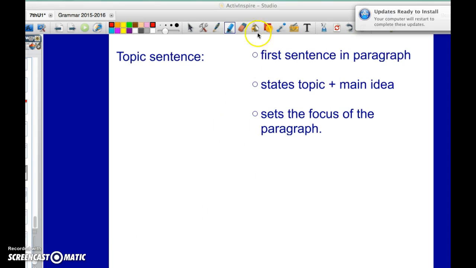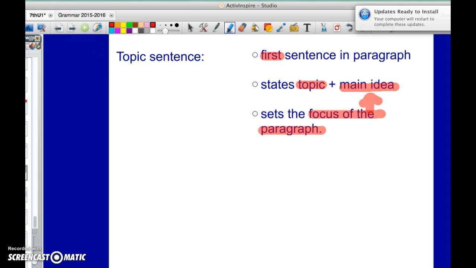First, topic sentences are the first sentence in the paragraph. Second, topic sentences do two things. It identifies the topic, the who or what of the paragraph, and the main idea, the thing about that subject that you're trying to explain. Last, the overall goal of the topic sentence is to set the focus for the paragraph. So all of the rest of the information should connect to this main idea about the topic.